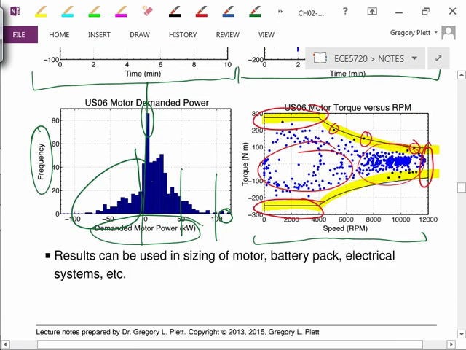So these are just some of the results we can use in sizing the motor, the battery pack, the electrical systems, and so forth. I'm going to pause the video here and resume in just a second. I'm going to jump to the code just to introduce you to how the code is organized without spending too much time in it. But you will be using this in one of your projects for your homework, so you might be able to benefit from the discussion.